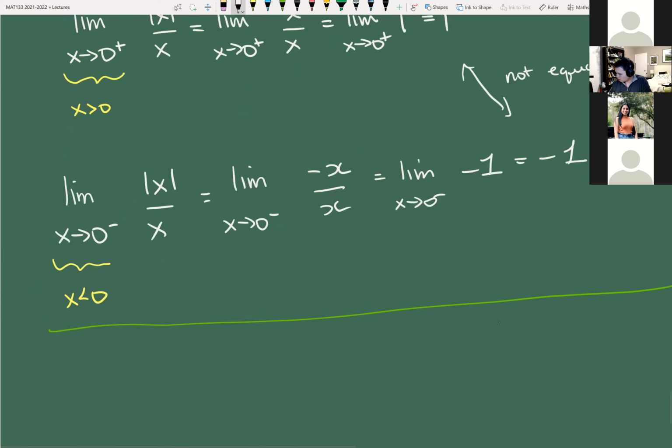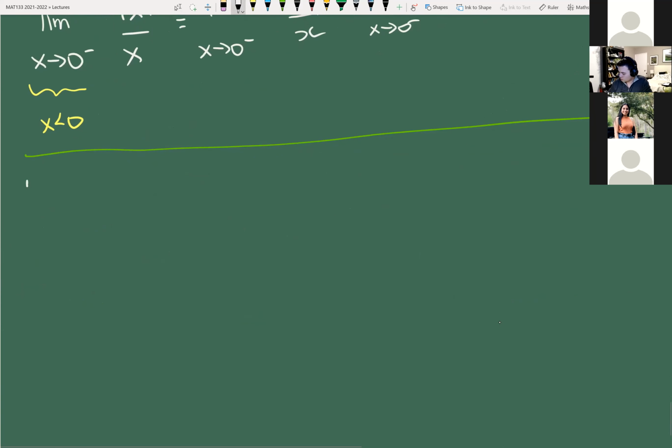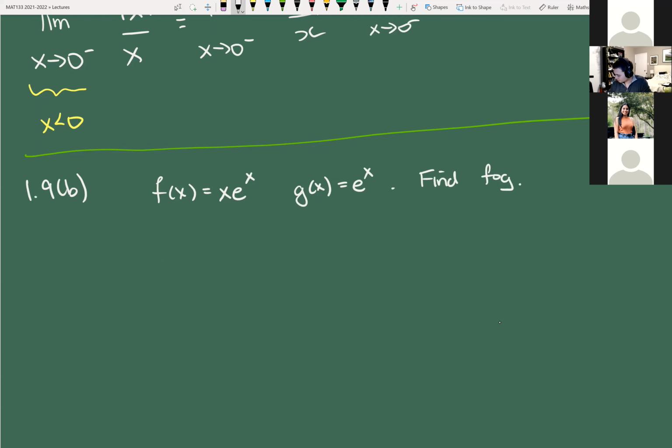Okay, so this is 1.9b. So we've got f of x. Ooh, yeah, this is kind of dirty, right? F of x is equal to x e to the x, and g of x is just equal to e to the x. And what do we want to find? F compose g, right? So find f compose g.